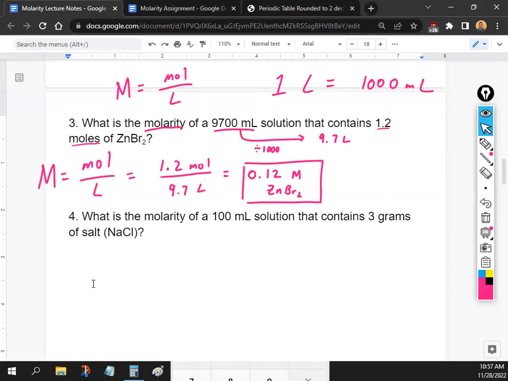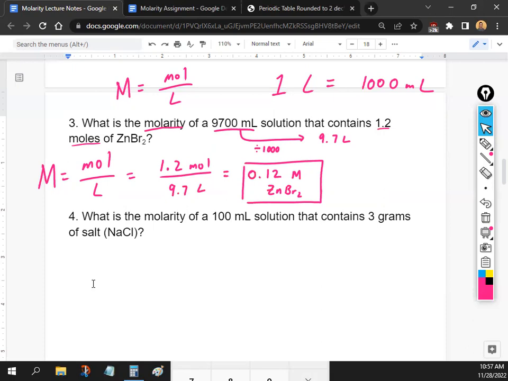Alrighty, you guys ready to try the last one? This is the last one that we do today, and I'll get you guys started on the assignment. Okay, so for the last one, we're looking for molarity again. So today, all we're doing is looking for molarity. You're just looking for capital M.